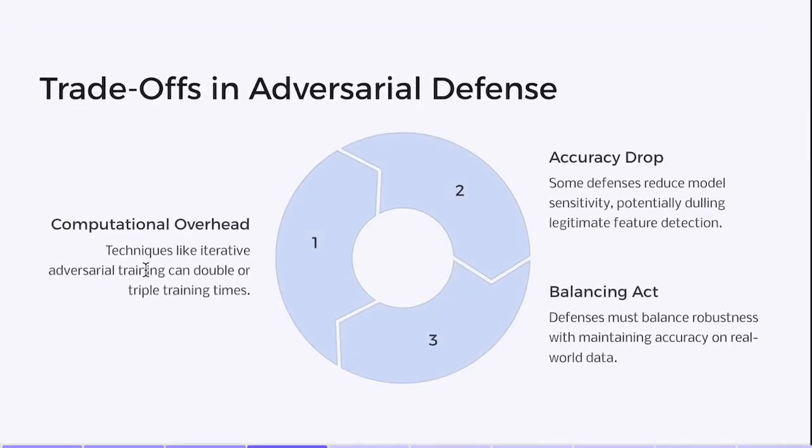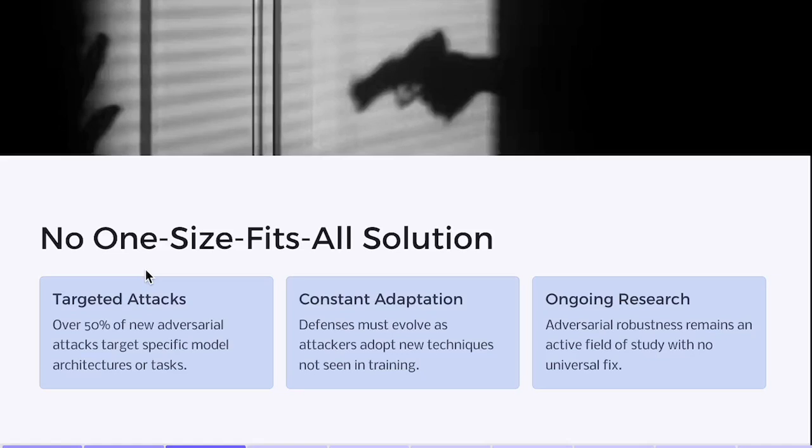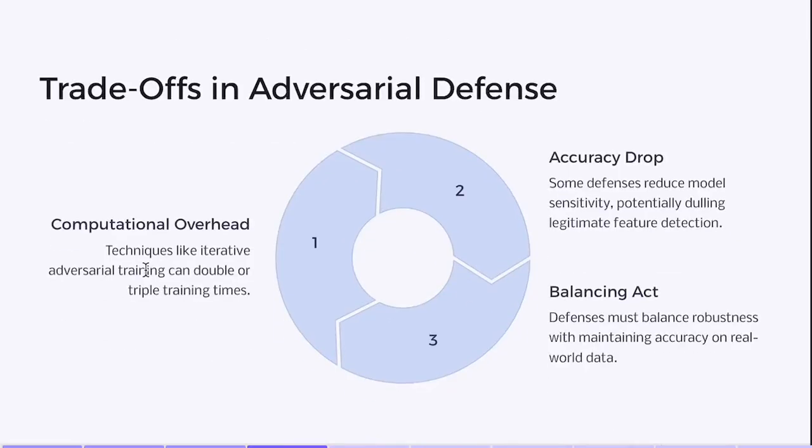Takeaway number two is defensive measures often increase computational cost or reduce accuracy. Starting with trade-offs in adversarial defense. When we talk about robust defenses like adversarial training, defensive distillation or input detection, there's often a downside. Computational overhead. Techniques like iterative adversarial training can double or triple training times. And accuracy drop. Some defenses blunt model sensitivity to small input changes, but also dull legitimate sensitivity to real features.